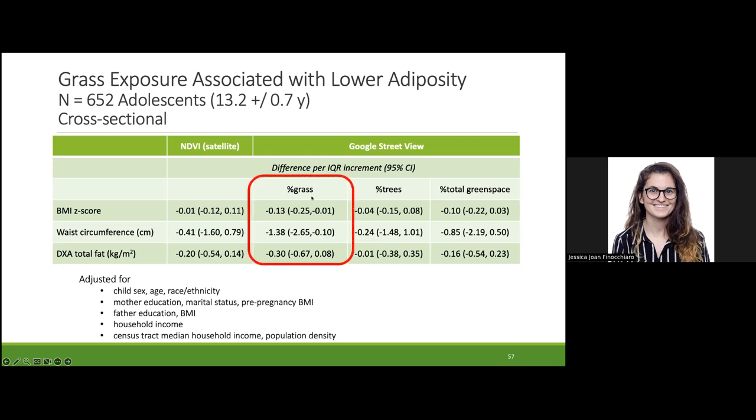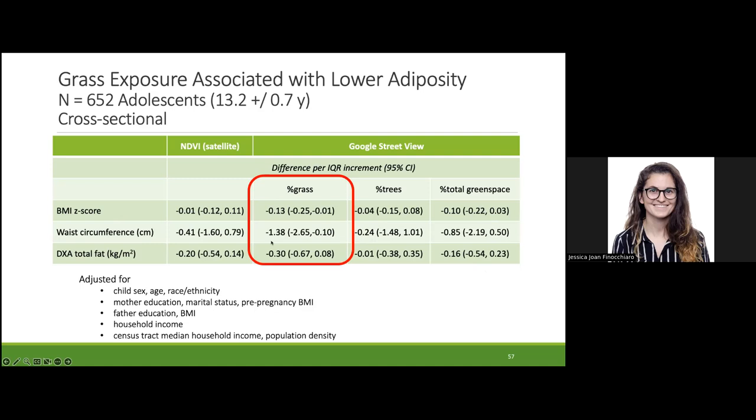But when we look at grass versus trees, we did see that higher levels of grass were associated with lower BMI and smaller waist circumference, right? Maybe you could say there's something almost borderline there for DEXA. So we focus on BMI Z-score and waist circumference. We're not seeing the same thing for trees. And we combine a metric of all these different things, grass, trees, flowers, plants, to make a total green space metric. And we're not seeing much there, but it's really grass that pops up.